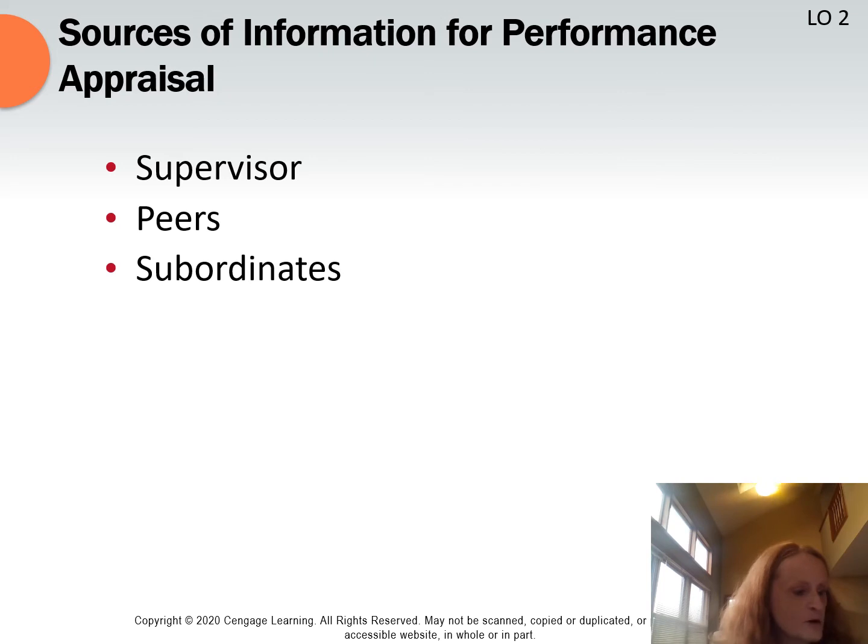Another one would be subordinates. That means people that work for us, if we have anyone who reports directly to us. It's an especially important source of information when the performance of their own manager is being evaluated, and this information is perhaps most useful when the performance appraisal is focused on the manager's leadership potential.